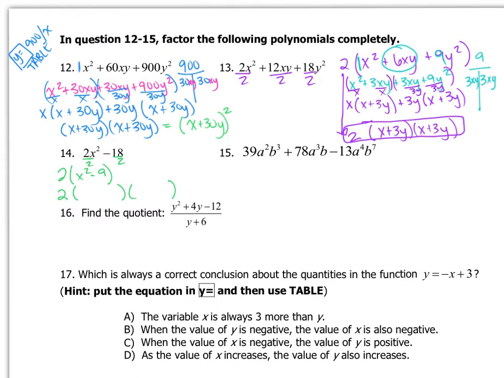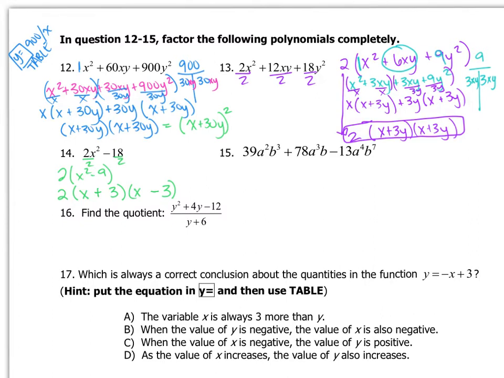You just have to do your parentheses and take the square root of the first term, which is just x. The square root of the last term, which is 3 in this case. Put a plus in one, a minus in the other. It doesn't matter which parentheses you put your minus in.